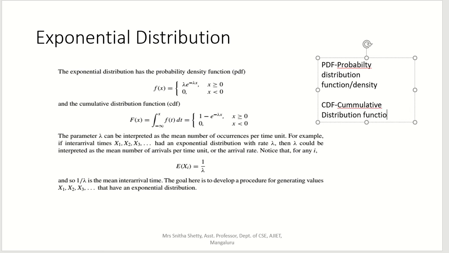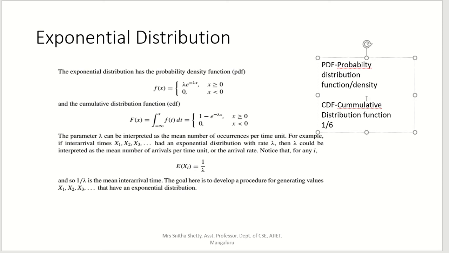In your lower classes you might have studied the probability distribution function or probability density function and the cumulative distribution function. Let me give a simple example. Assume a dice. There are 6 possible numbers on a dice: 1, 2, 3, 4, 5, 6. What is the probability of each? The probability is 1 by 6.